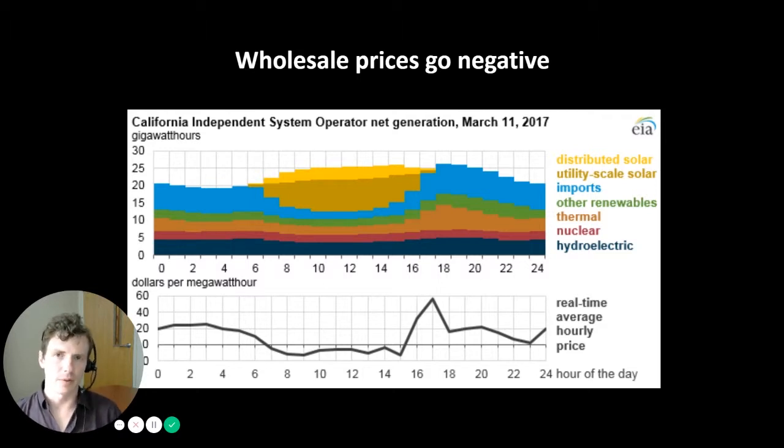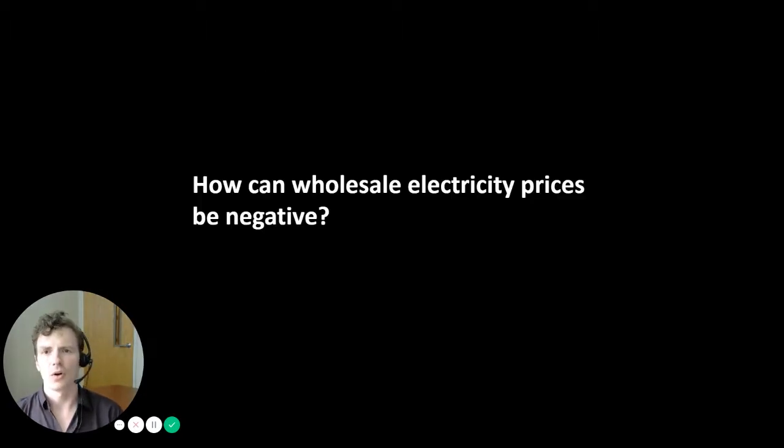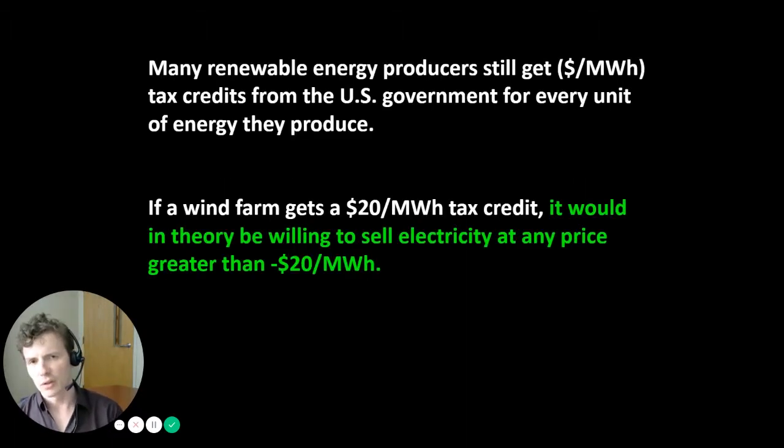Now, when this happens, wholesale electricity prices in markets can actually go negative. So, how can wholesale electricity prices actually go negative? We're talking about the intersection of supply and demand. How can that ever happen at below zero on the y-axis? So it's a little complicated, but the reason is that many renewable energy producers still get tax credits from the U.S. federal government for every unit of energy they produce.